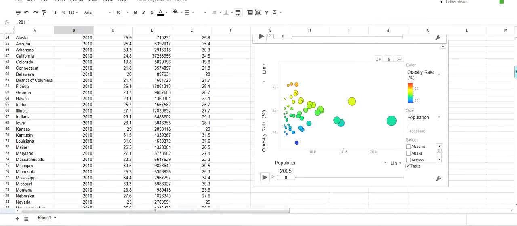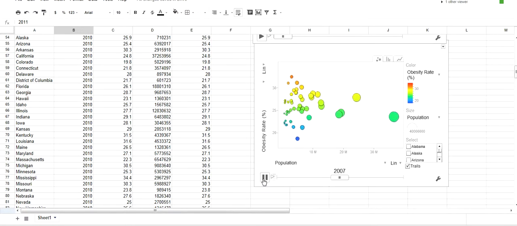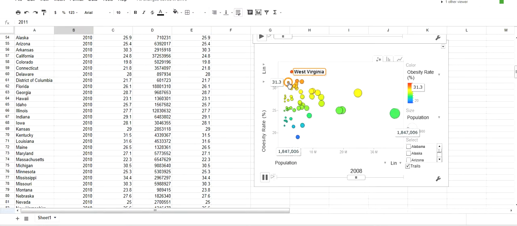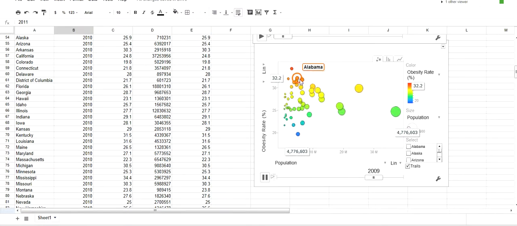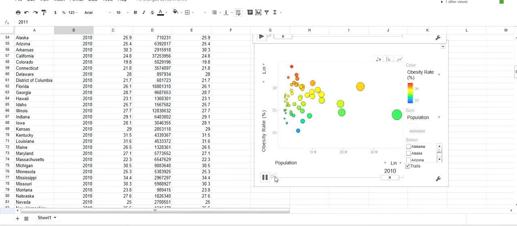So first, I want to look at the population changes and obesity rates at a state level. So I'll go ahead and play it through all the way, and then we'll go back and look at some trends at the state level. And you can see there's a slight drop after 2005, but then that obesity rate climbs right back up. States like Mississippi, West Virginia, Alabama, Louisiana, and Tennessee continue to remain pretty high.